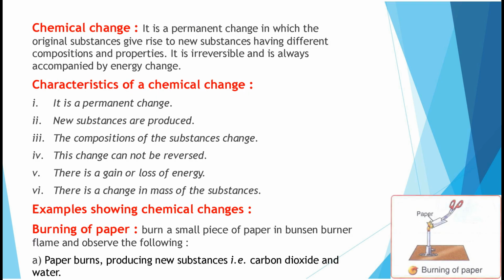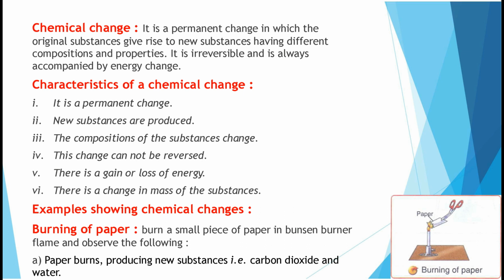Then the next topic is chemical change. It is a permanent change in which the original substance gives rise to a new substance having different composition and properties. In simple words, we can say chemical change is a permanent change. In this change, a new substance will form having different compositions and properties.